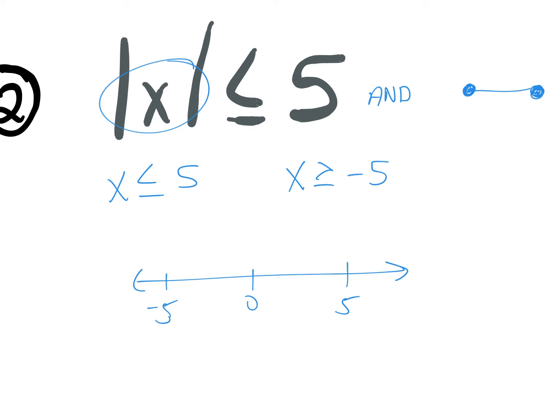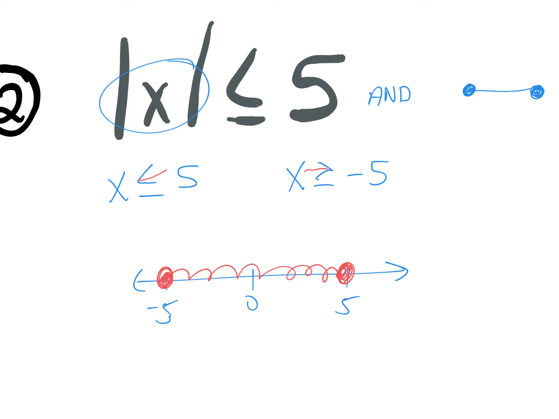What kind of dots did you tell me you're going to have? Closed. Which way did you tell me you're going to color? Now do our 2 checks. From 5, this inequality is telling me you should have colored to the left. Did you? Yes. From negative 5, this inequality is telling me you should have colored to the right. Did you? Then you're good to go.